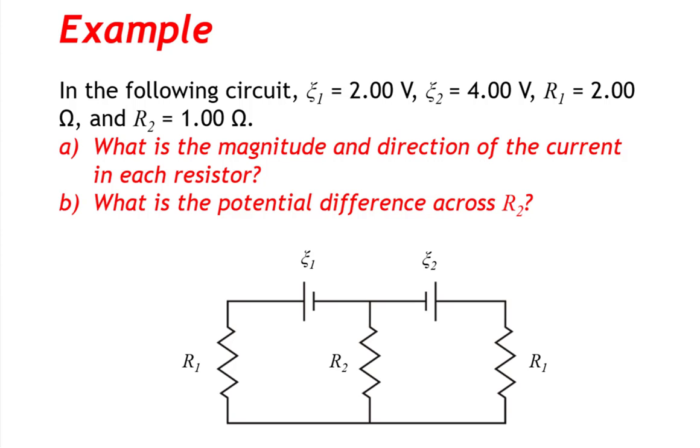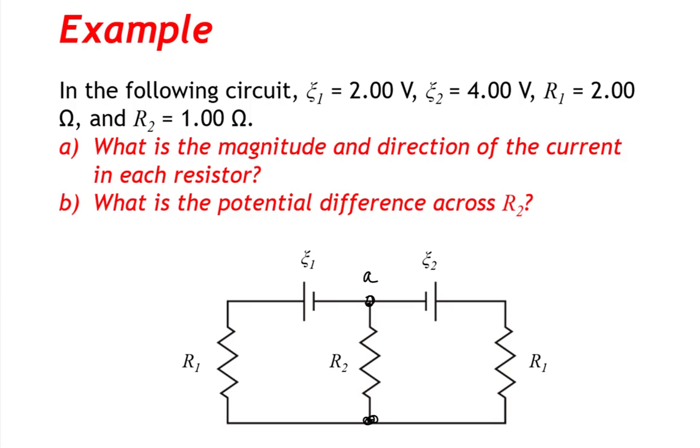So in this problem, we have two power supplies, two batteries, with different amounts of voltage across their terminals. Now, these two batteries are driving current that will go across three different resistors. A couple of things to note about this problem is that we have essentially three branches that are each in parallel with each other. And we could see that by just labeling a couple of points.